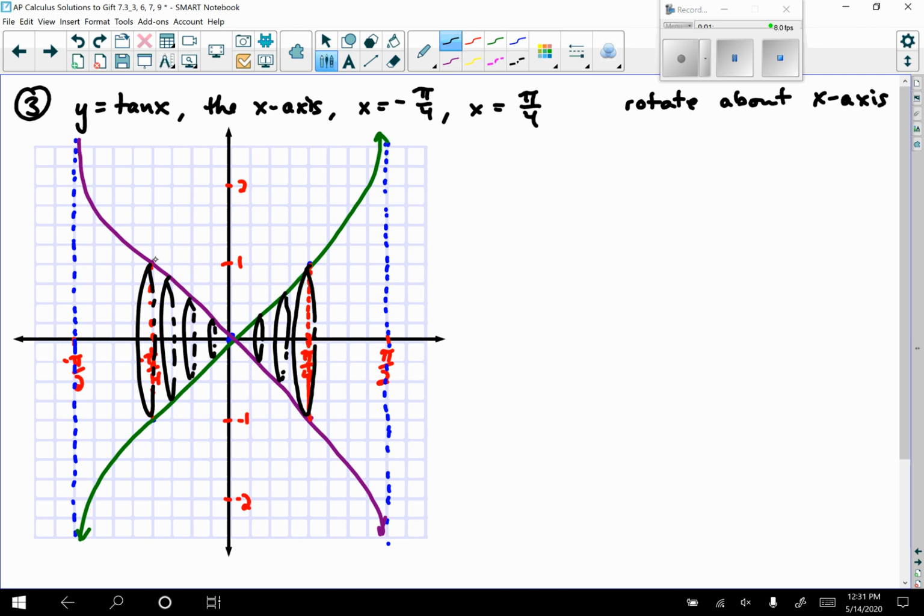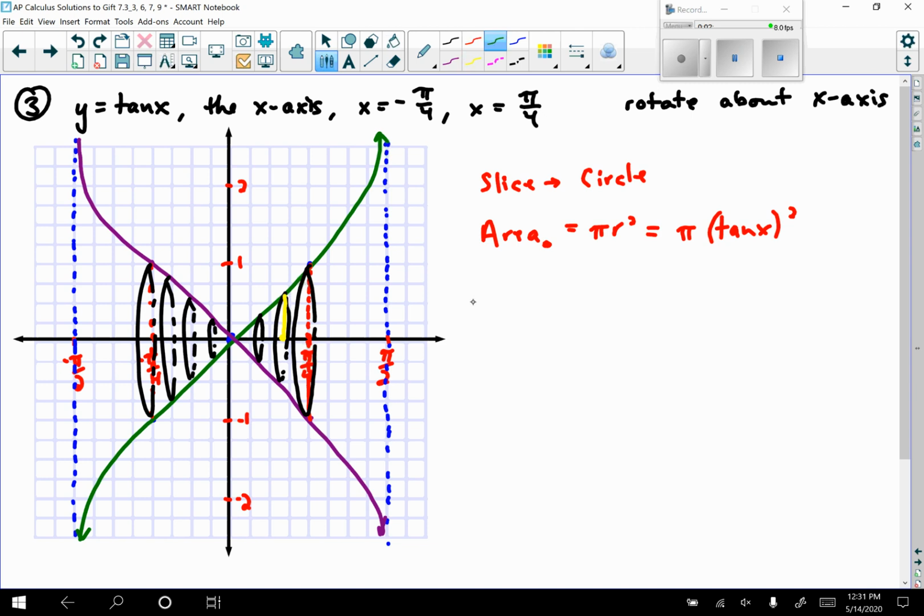All right, so again, each slice is still a circle, and the area of each circle is going to be pi r squared. If we look at the radius of each one, we are going up just to the y value, which would just be tangent x. So our area, which would start off with pi r squared, is going to become pi times tangent x squared, or pi times tangent square x.